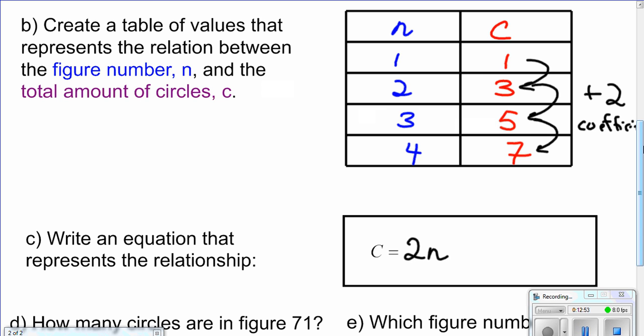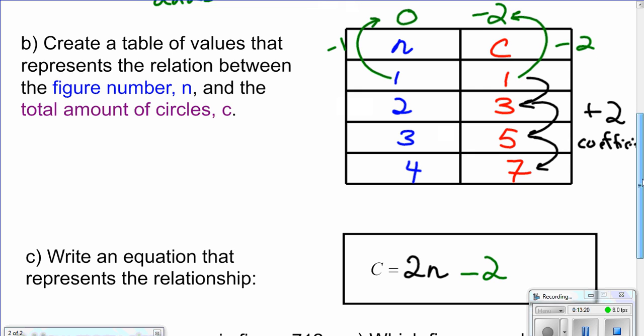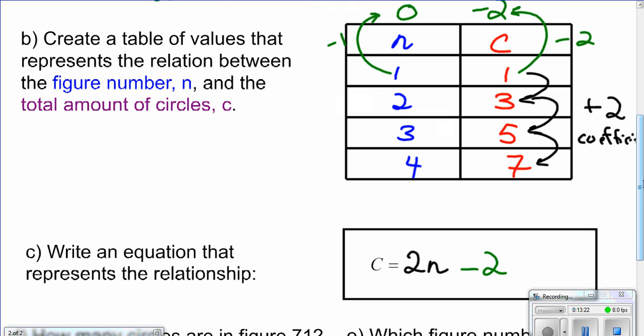Okay, I'm going to do the work backwards method. So I'm going to go back to 0. So I'm going to subtract 1. To go back to 0, I need to do the opposite. So I'm going to subtract 2, so we get negative 2. Oops. So that means our constant is negative 2, because when we remove the multiplier by going to figure 0, we have a constant of negative 2.